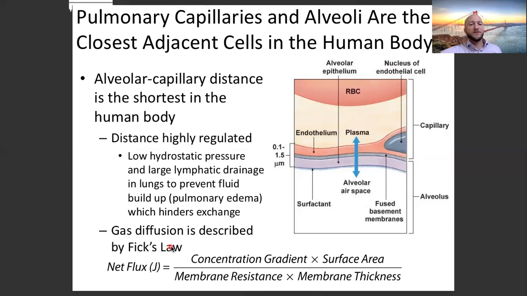Gas diffusion is described by Fick's law. So here's a reminder of Fick's law. We've talked about how we increase surface area so that we can increase flux, and we decrease membrane thickness so that we can increase flux.